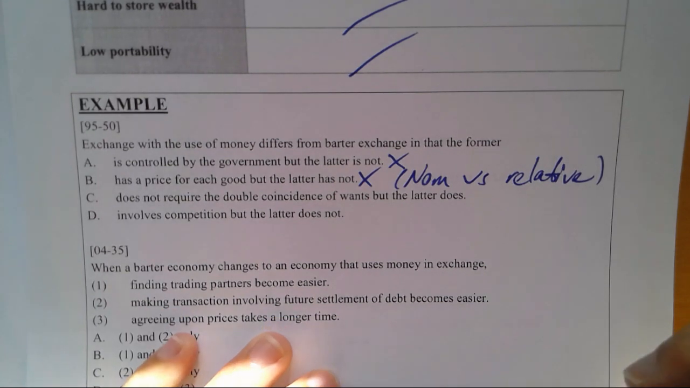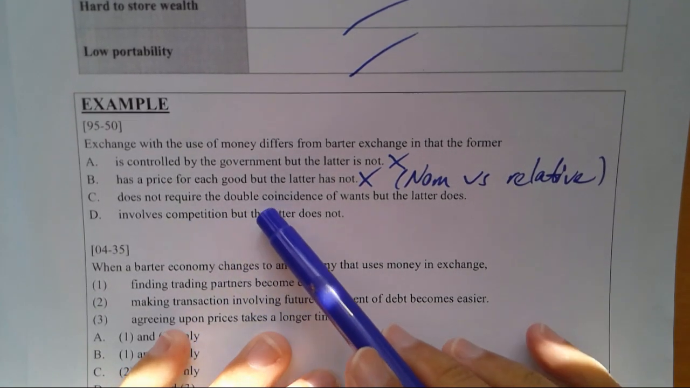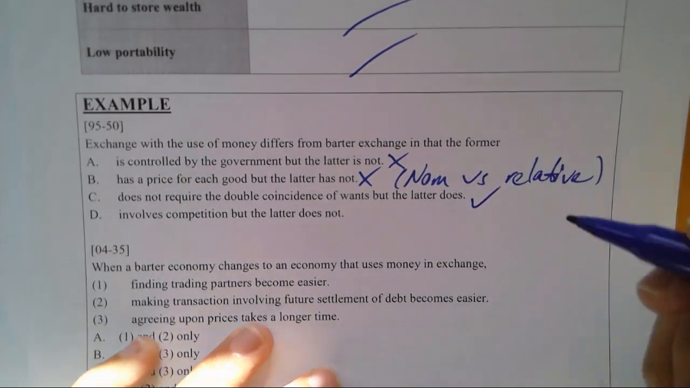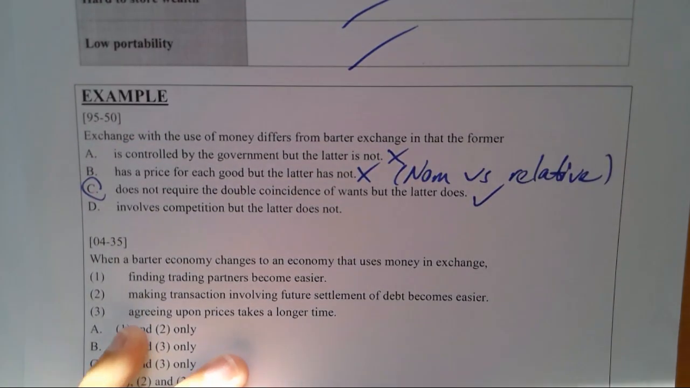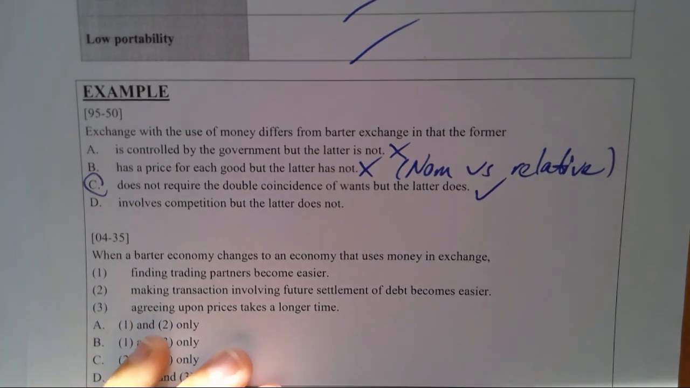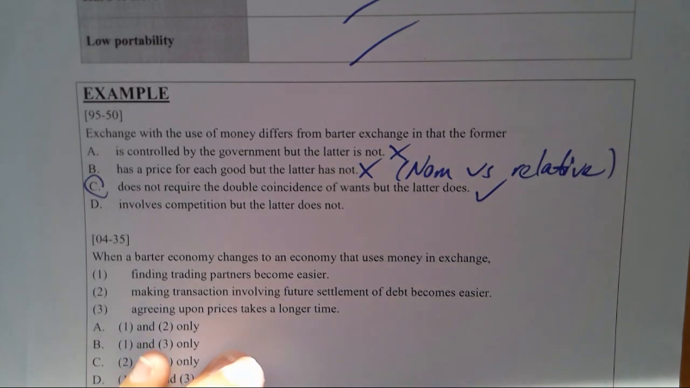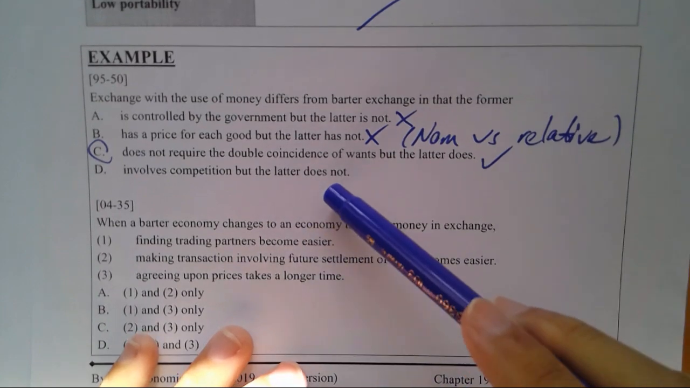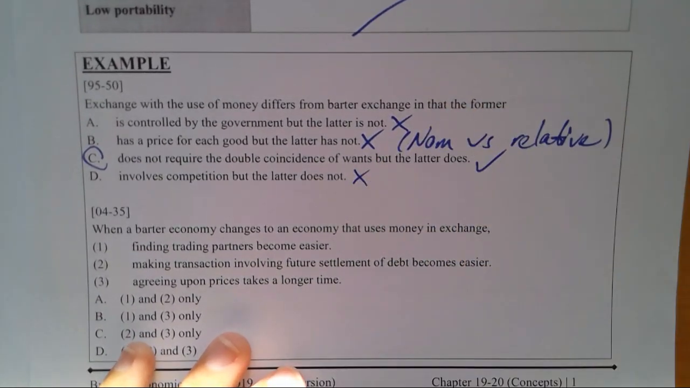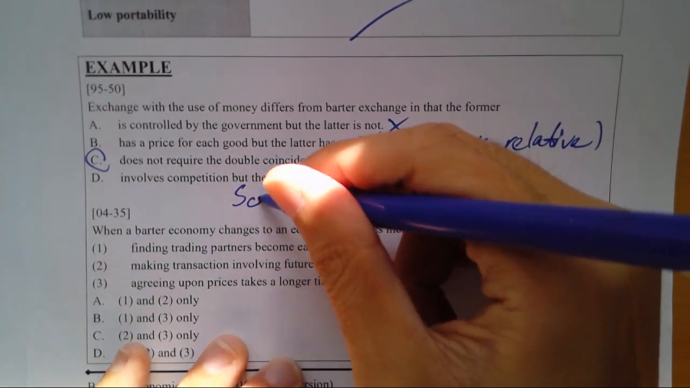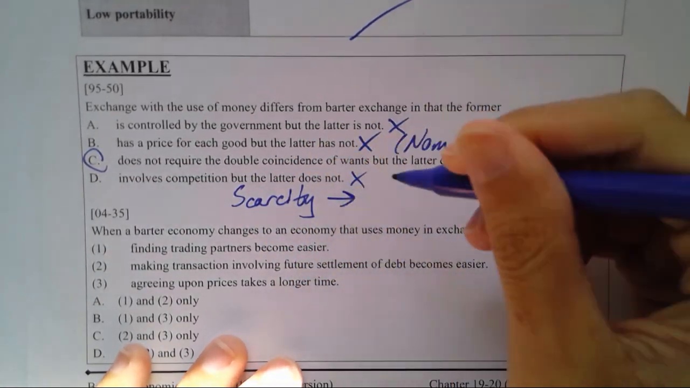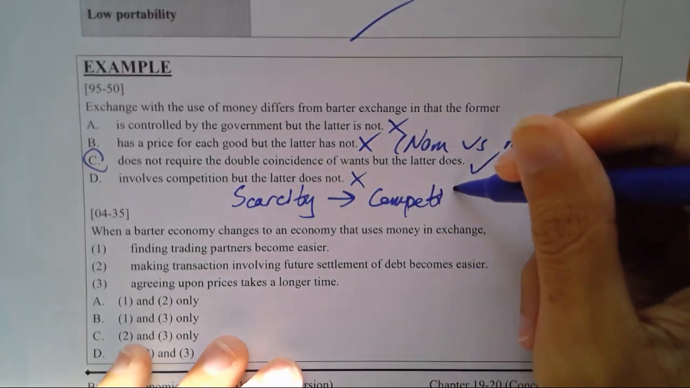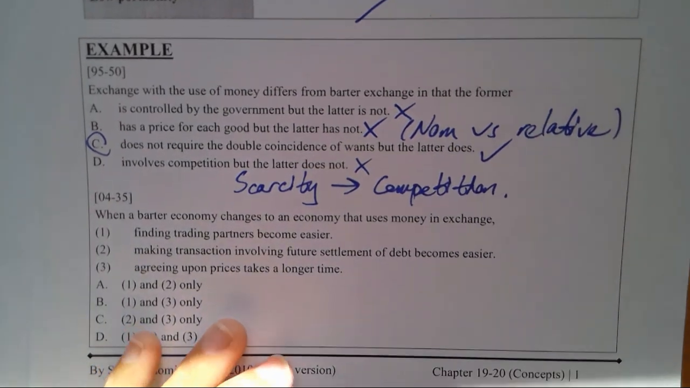係嘛？純粹咁啫嘛。Now C does not require the double coincidence of wants. Yes, money does not require. In fact, why it doesn't require is because everyone wants money. 個個都想要錢㗎啦，係咪啊？Already there is a double coincidence of wants for money, 係咪啊？But barter economy may not have it. Okay, involve competition, but later does not. No, actually, every economy with scarcity, 係咪啊？Scarcity automatically means there would be competition，一定有嘅。Okay, now this is chapter 1.